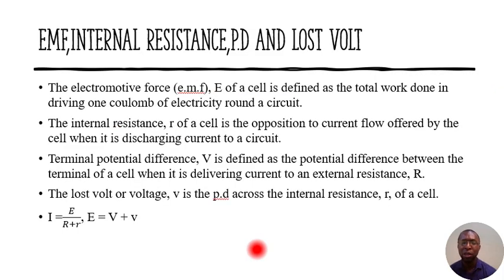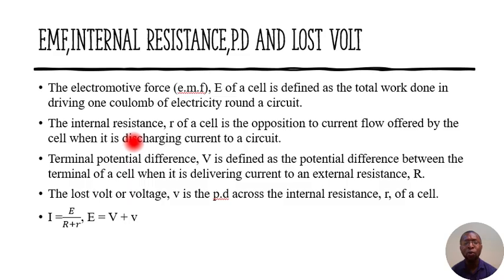Now let's talk about some other terminologies in this electrical measurement. The first one is the EMF, an abbreviation for electromotive force. Then we also have the internal resistance, and PD, which means potential difference, and finally the lost volt, or what we call lost voltage. These terms are important to know in the electricity concept in physics. Now, what is electromotive force? Electromotive force, represented with capital letter E, of a cell is simply defined as the total work done in driving 1 coulomb of electricity around the circuit. So the total work required to drive 1 coulomb of charge around the circuit is what we call the EMF of a cell, and the symbol is capital E.